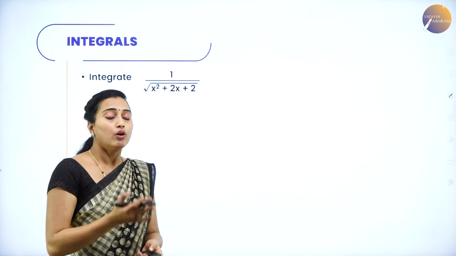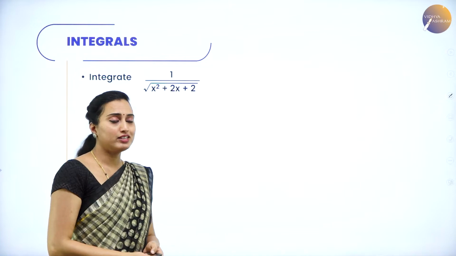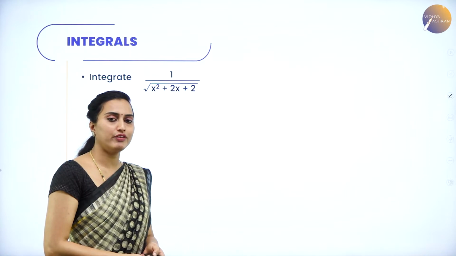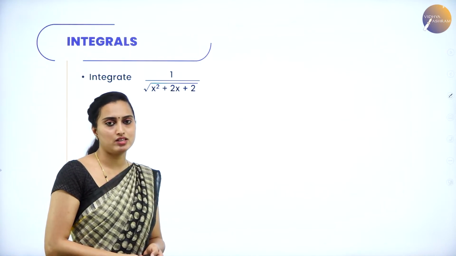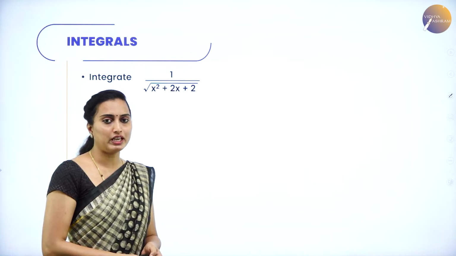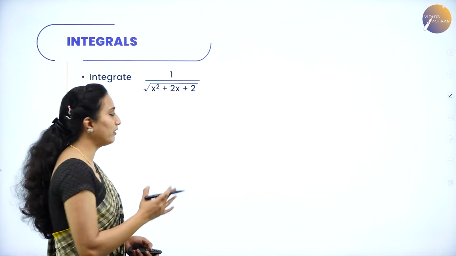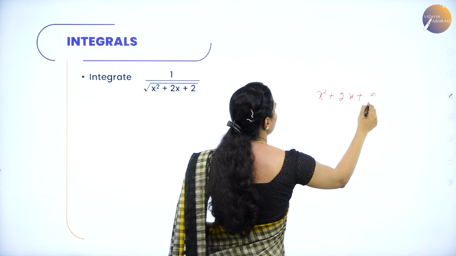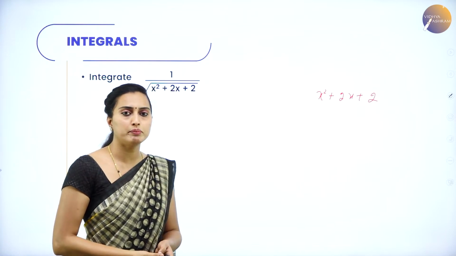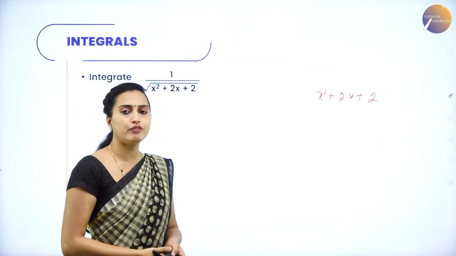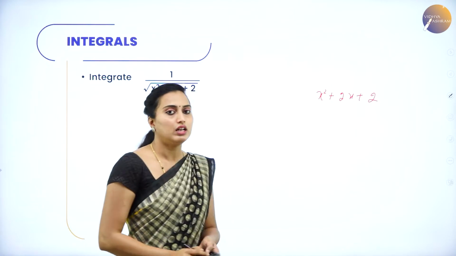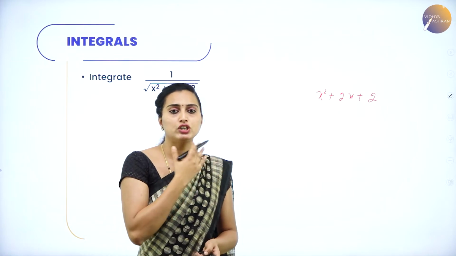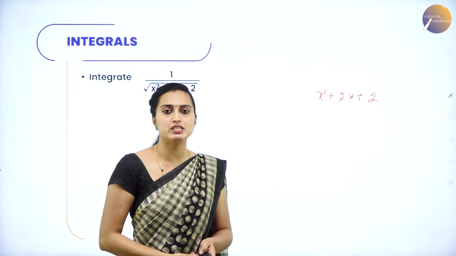What they've asked: integrate 1 divided by under the root of x squared plus 2x plus 2. Now dear students, the denominator is not in the form of x squared plus a squared or x squared minus a squared. Now reducing to that form by the completing square method. Take whatever is under the root, that is x squared plus 2x plus 2. Observe that the coefficient of x squared must be 1. Yes, here the coefficient of x squared is 1. Then the coefficient of x is 2. Half of 2 is equal to 1.